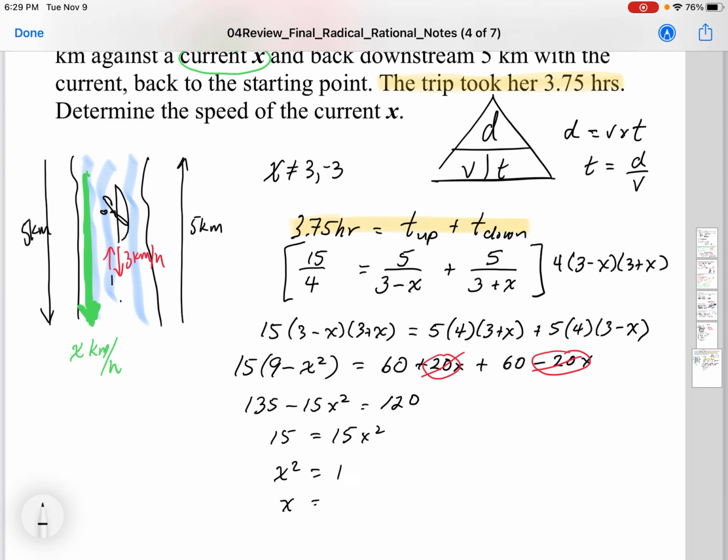So the current must be positive or negative 1 kilometer per hour. Now, it doesn't really make sense that the current is going backwards, although maybe technically it could. And if that was the case, this would still actually work. I'm just going to assume that the current is going downstream, so it's going to be positive. So the current is 1 kilometer per hour.